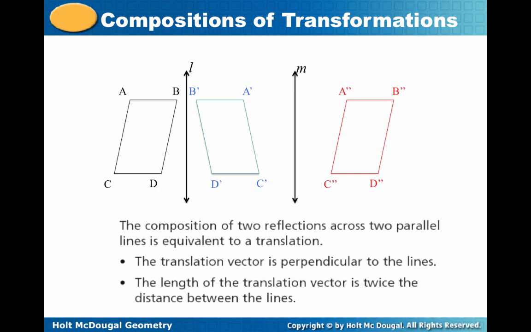Okay? Now, the distance between these two parallel lines, let's call that D. If you double that distance, you can see that that is the same length as an equivalent translation from ABCD to A double prime, B double prime, C double prime, and D double prime. So this is a rule that if you have two parallel lines and you reflect an object across both of those successively, you will get the equivalent translation from the pre-image to the final image, and the translation vector will be exactly double the distance between the parallel lines.